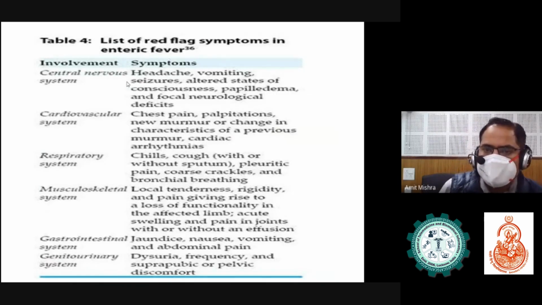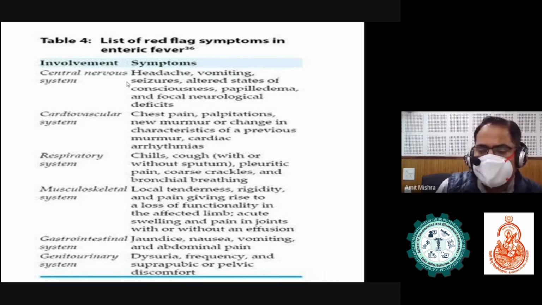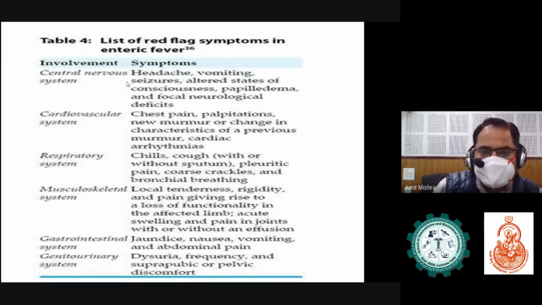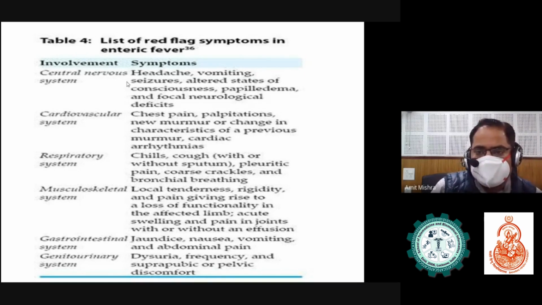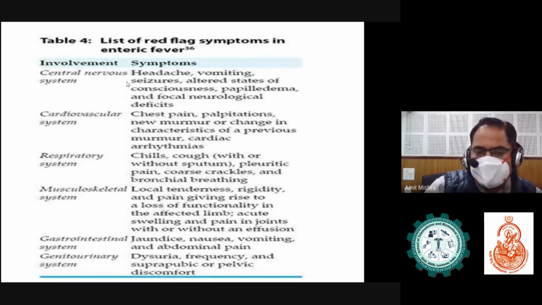These are the red flag symptoms in enteric fever. So we should look for that because these are the severe symptoms. Like in the central nervous system, the patient comes with a complaint of headaches, vomiting, seizures, altered state of consciousness. In the cardiovascular system, along with chest pain, palpitation, new murmur or change in the characteristic of a previous murmur, chills, cough, pleuritic chest pain. Any local tenderness, jaundice, nausea, vomiting.